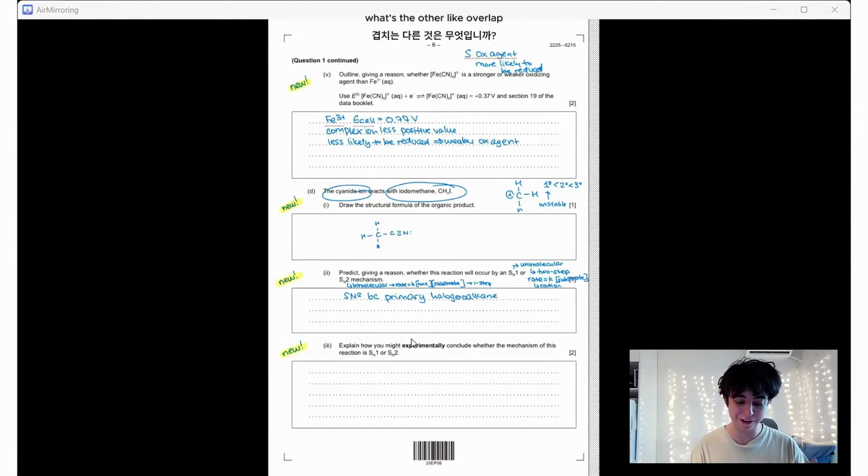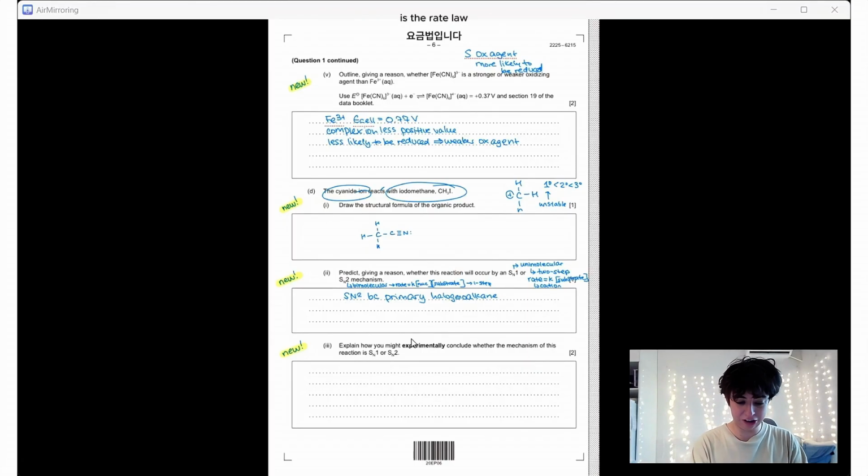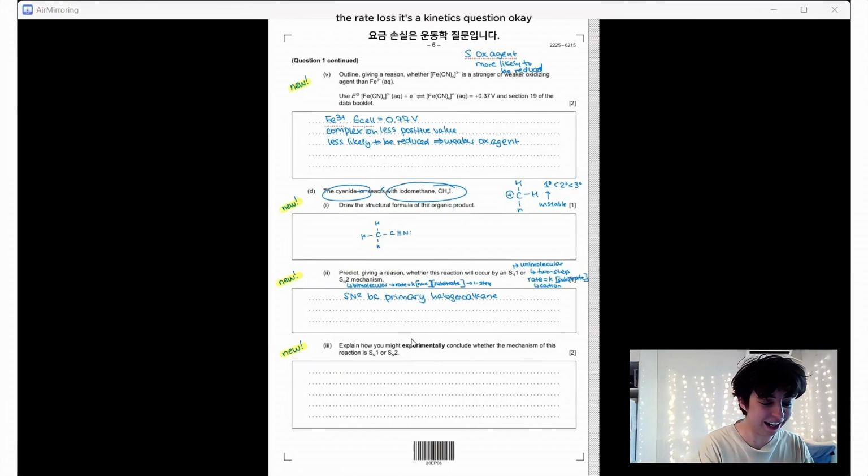And I was like, okay, what's the other overlap? How else do we distinguish SN1 and SN2? And I was like, oh wait, this part of the curriculum is linked to, we already established this when we were brainstorming earlier, the rate laws. The rate laws. It's a kinetics question. Okay.